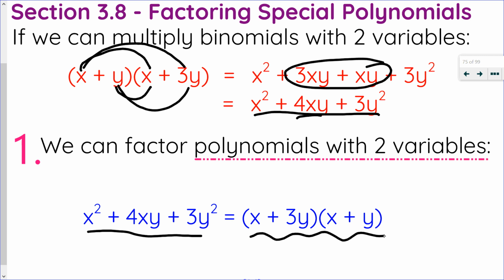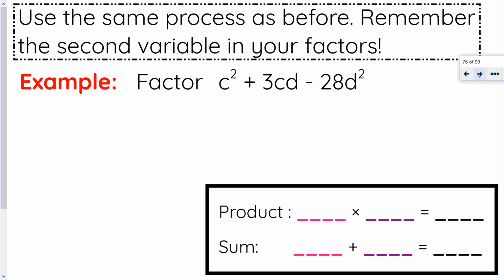So let's look at an example of how we can factor a polynomial with two variables. I want you to use the same process as before. Factor it as though there were only one variable, and then just add in your second variable in your factors. So for example, c squared plus 3cd minus 28d squared. I'm just going to focus on my lonely number, my last number, even though there's a d squared. So I'm going to ignore d temporarily. My lonely number, if I ignore d, would be negative 28. My middle number would be positive 3.